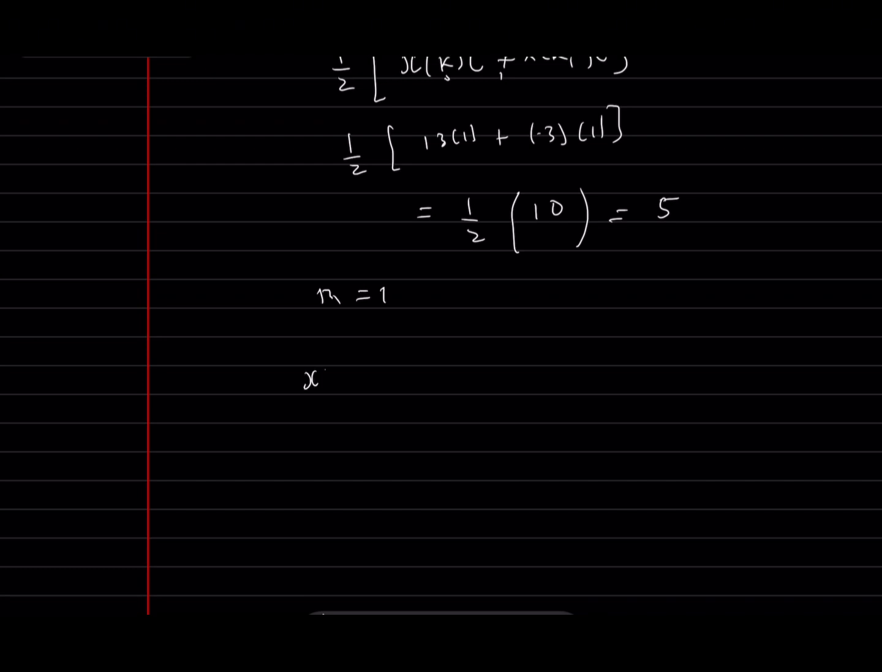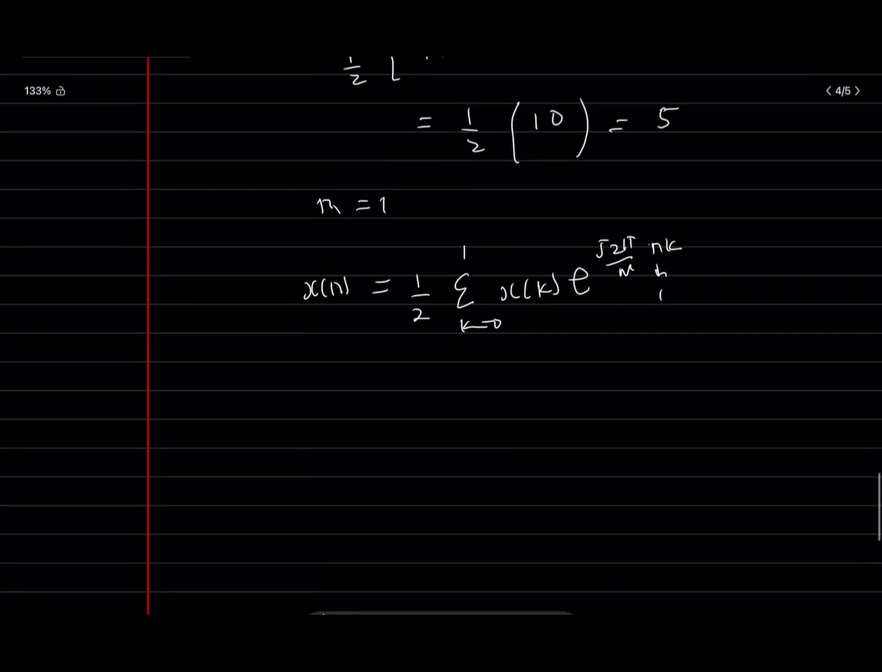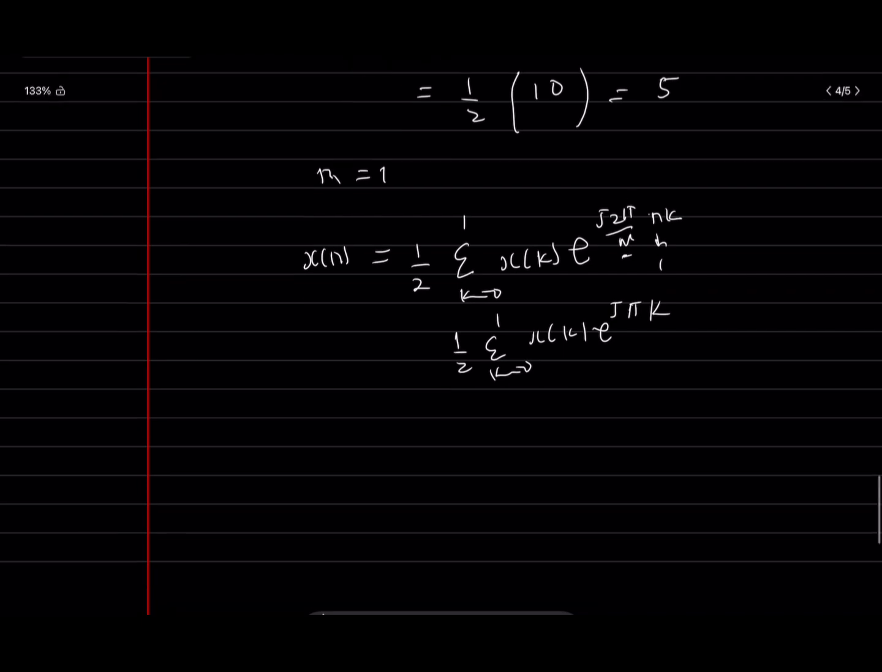Doing the same for the others, let's say n equal to 1. When n is equal to 1, we are going to get x of n equal to 1 over 2, summation of k equal to 0 to 1 of X of k exponent j 2 pi over N, nk. Now N is equal to 2, so the 2 cancels, and we are going to get exponent j pi k.